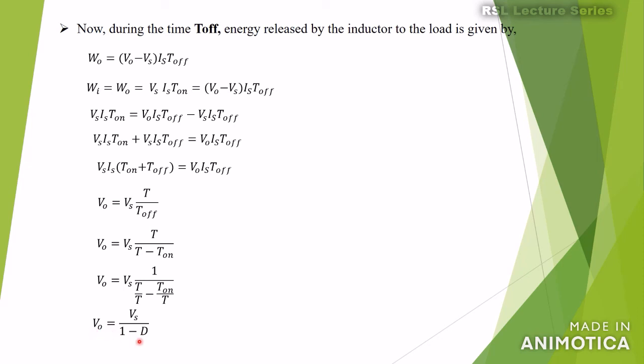This duty cycle ratio can be varied between 0 and 1. If D is equal to 0, then V naught will be equal to Vs divided by 1 minus 0, that is nothing but Vs only. Now if D is equal to 1, 1 minus 1 is 0, and Vs by 0 will be equal to infinity. So V naught will be equal to infinity. So by varying D from 0 to 1, V naught can be varied from Vs to infinity.